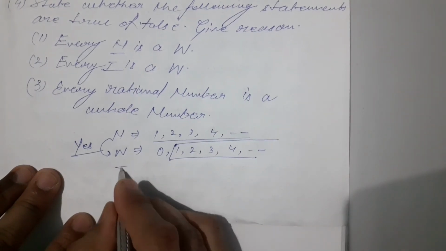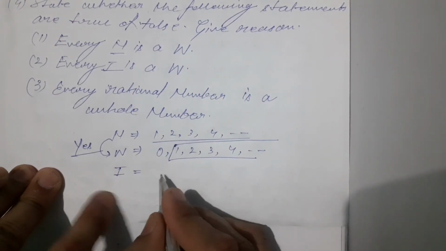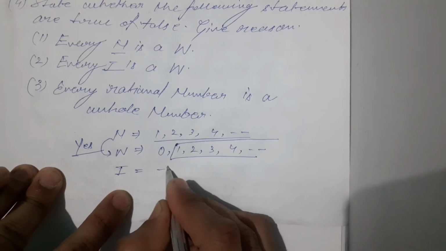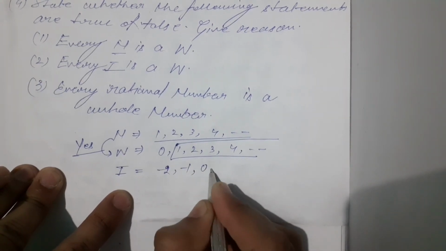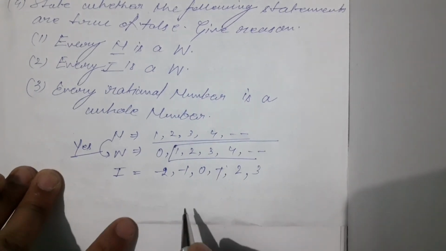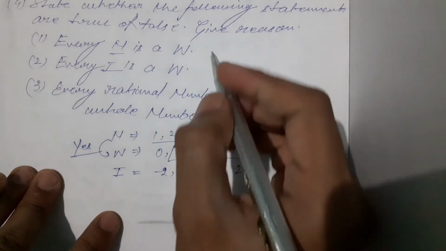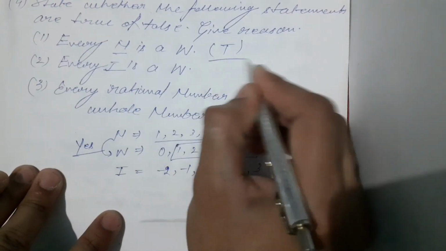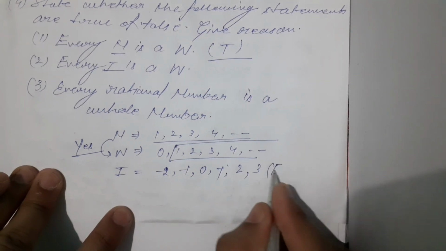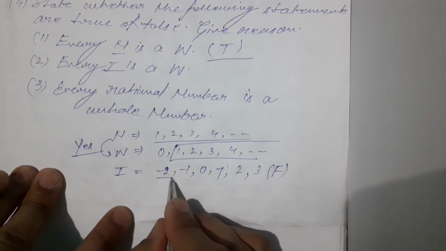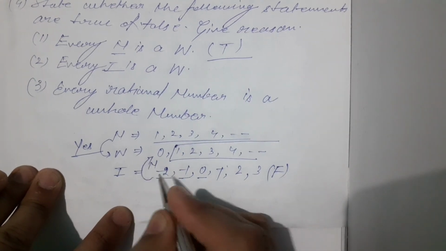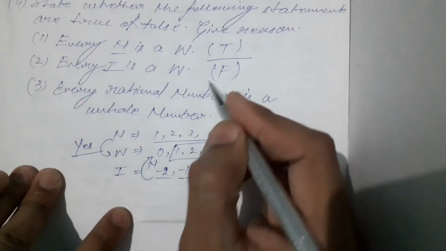And the other one: every integer is a whole number. Integers are in the form of -2, -1, 0, 1, 2, 3. No, this is false, because -2 and -1 are not part of the whole numbers. So the second one is false.